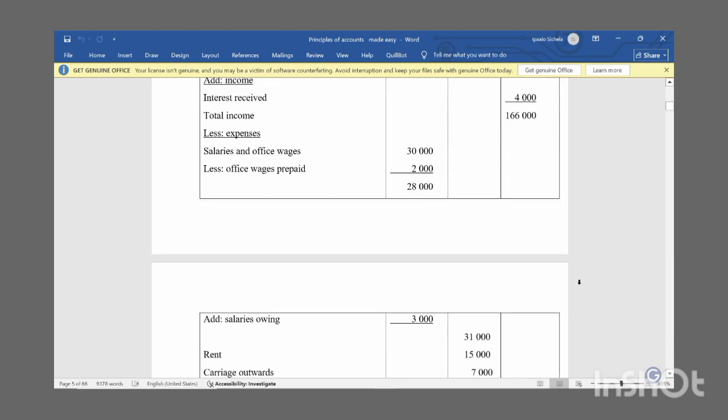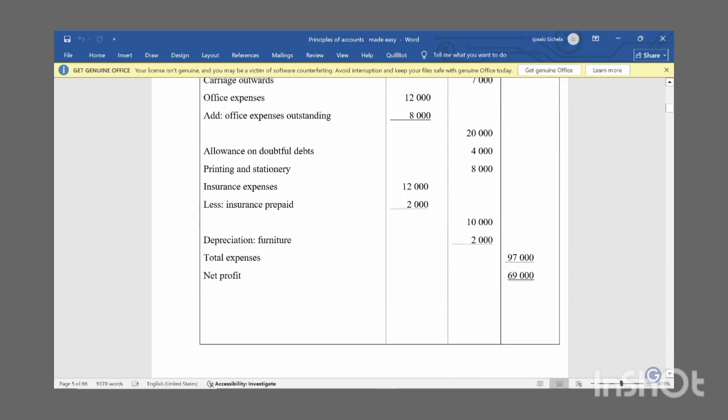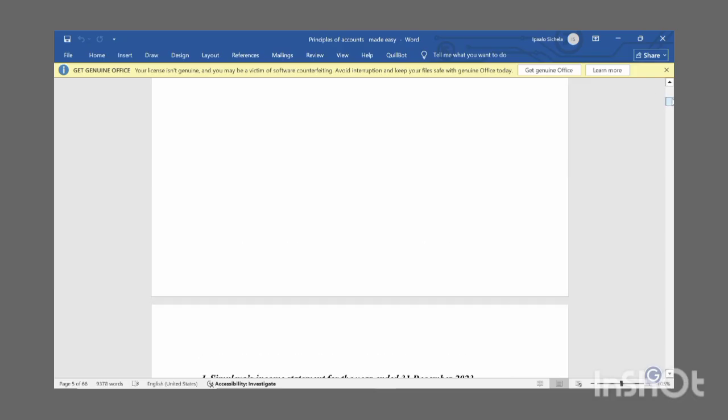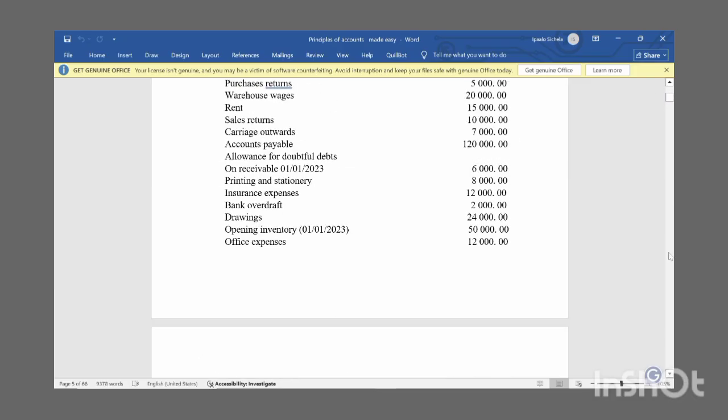Printing and stationery will be put directly like this. Then we'll move on to the next expense.